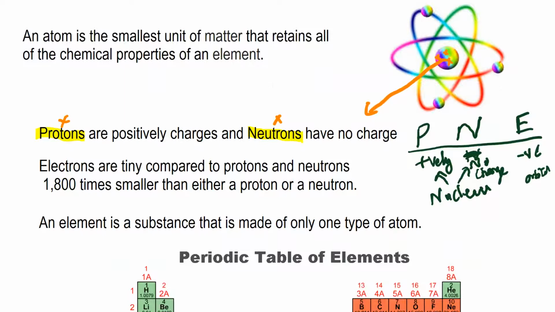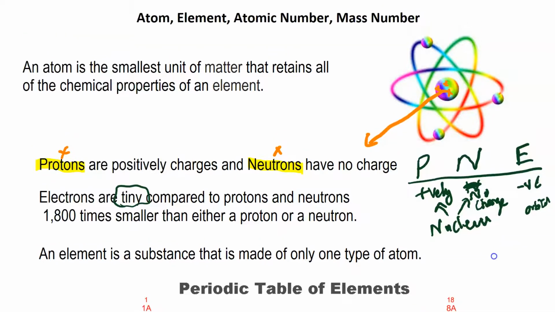Now look at the size. Protons and neutrons are larger and they have similar size, but electrons are very, very tiny compared to protons and neutrons, over 1800 times smaller than either a proton or a neutron. So electrons are very small, but protons and neutrons have similar size.